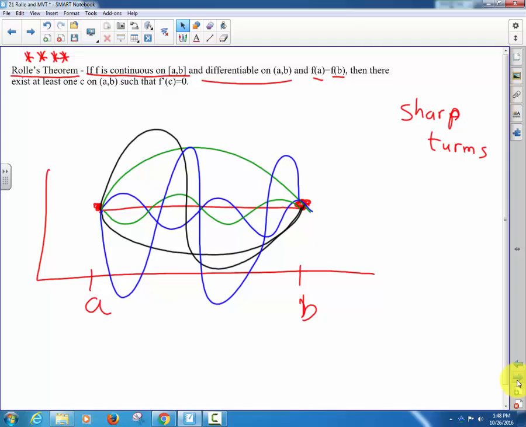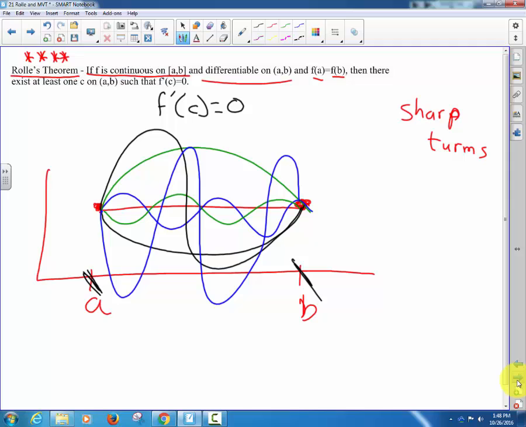Well, what does this theorem say? Then there exists at least one number, C, between A and B. So that's saying for every one of these functions, there's at least one number between here and here, such that what's true? Maybe hard to see. F prime is 0. Now, what does it look like if F prime is 0? It's a horizontal tangent line.